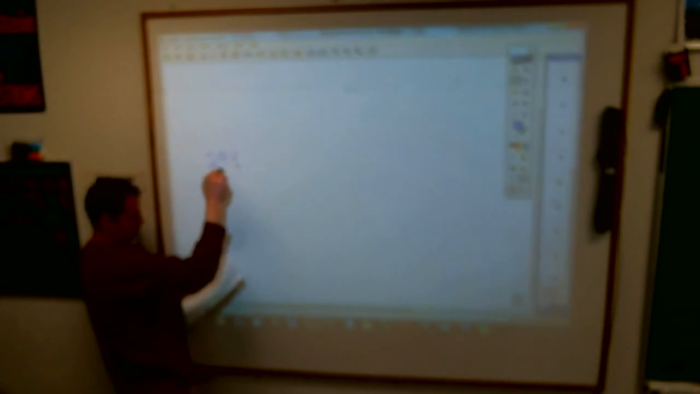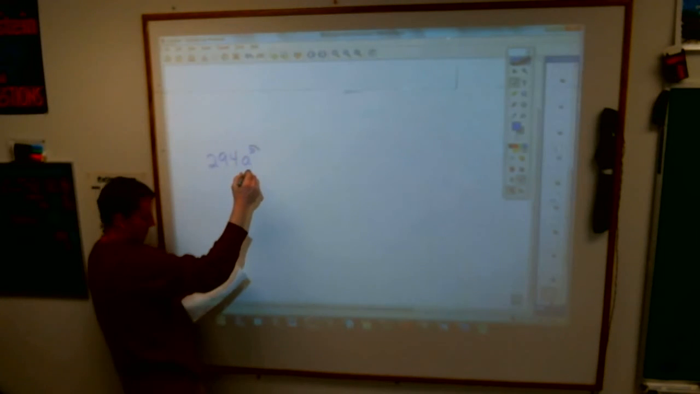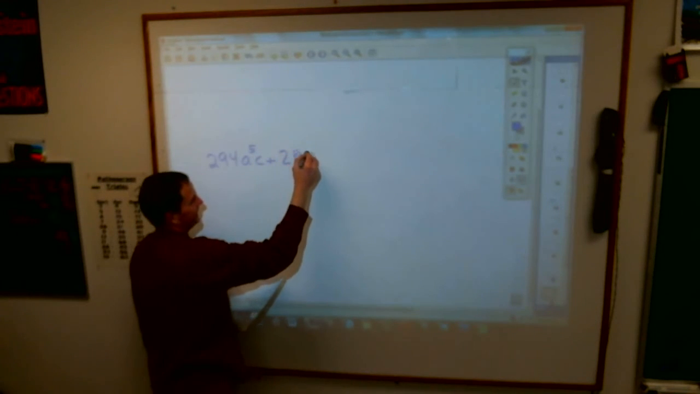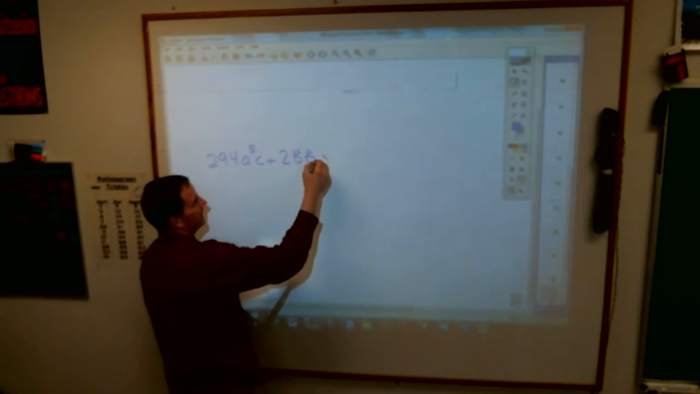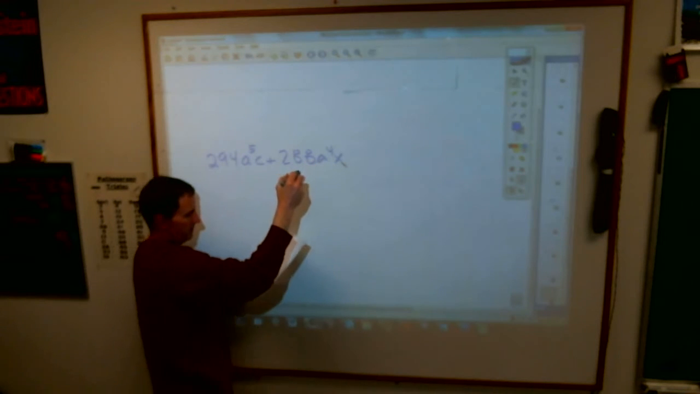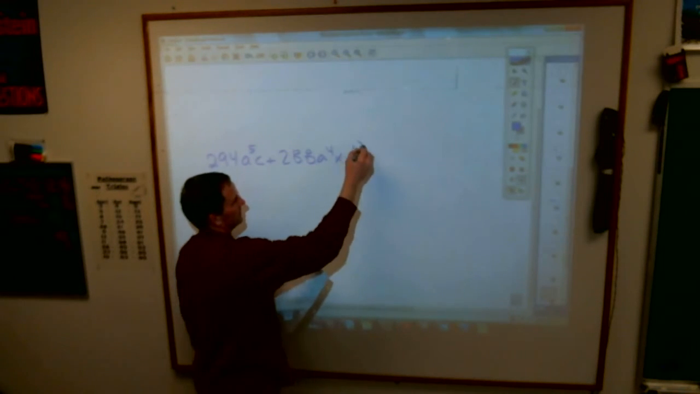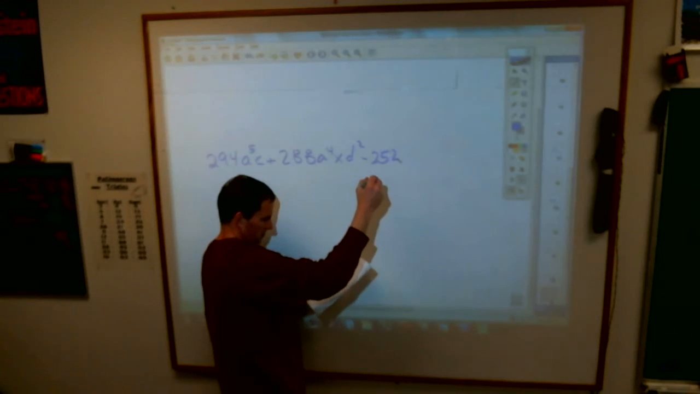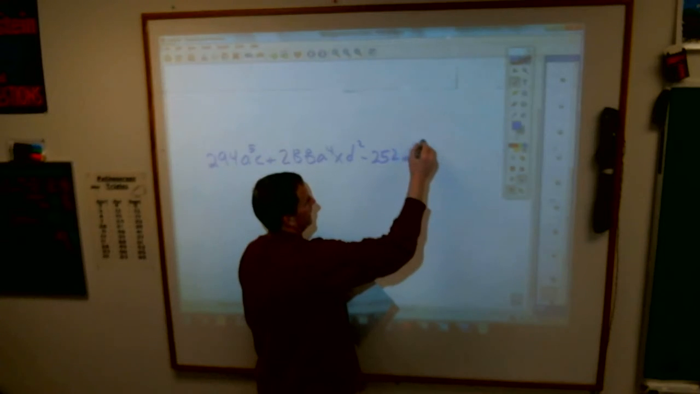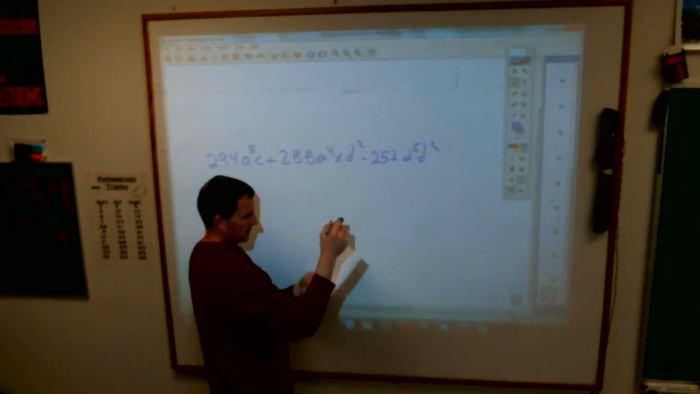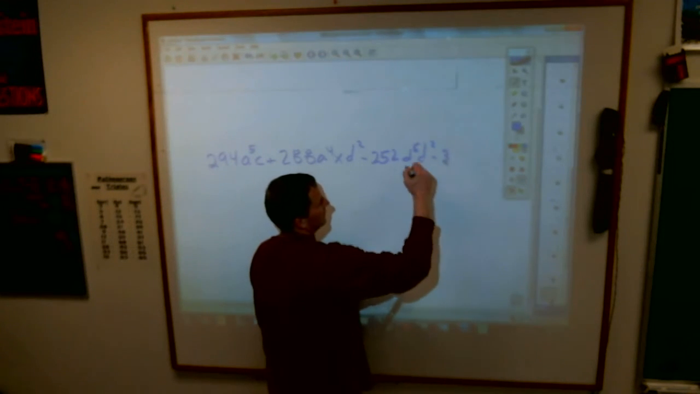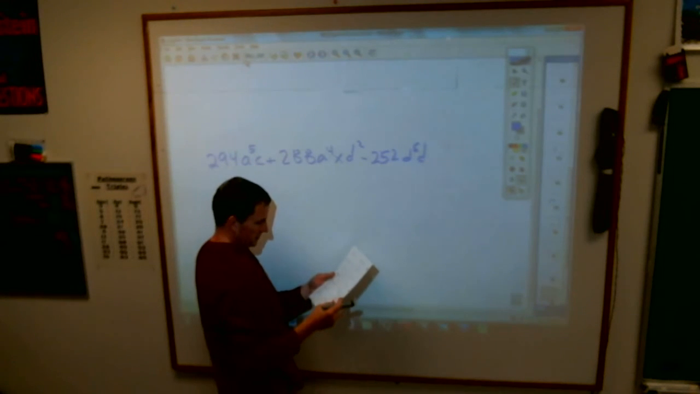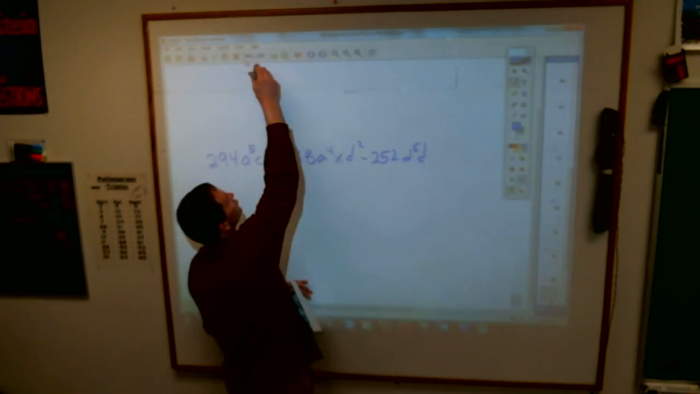94 24 and then 23. A5C plus 288 A4X D squared. I don't think I have enough room to write this up there. Minus 252 D5D squared minus beta what? I missed one? Oh, no, you spelled wrong. It's 8 of and then not v X squared.